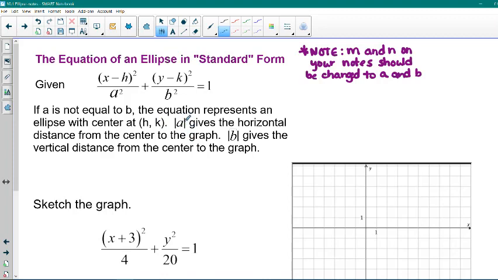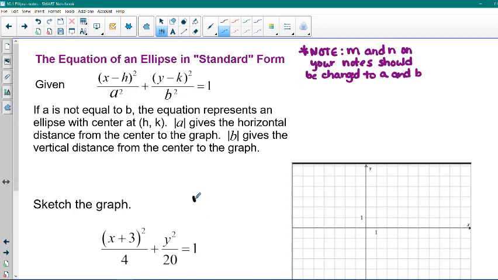The absolute value of a, so we take the square root of this, gives the horizontal distance from the center of the ellipse to the ellipse. The absolute value of b gives the vertical distance from the center of the ellipse to the ellipse itself. Let's practice this on this equation of an ellipse.